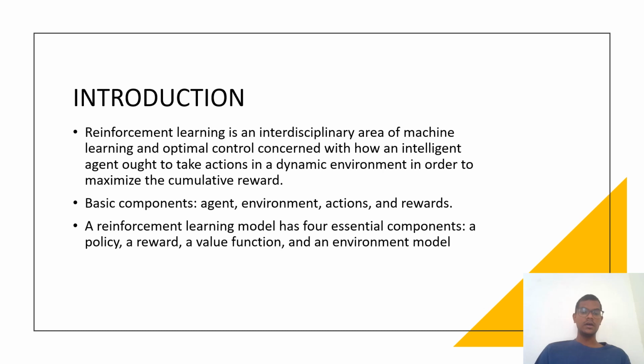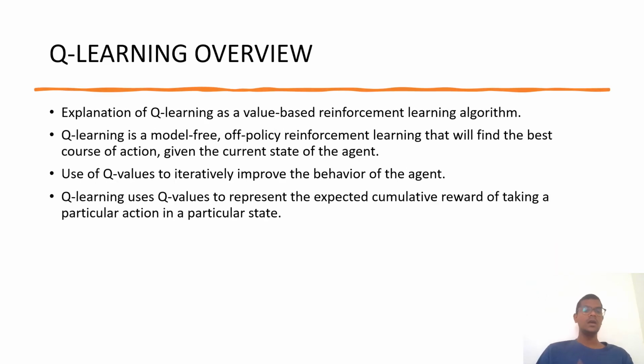Introduction. Reinforcement learning is an interdisciplinary area of machine learning and optimal control concerned with how an intelligent agent ought to take actions in a dynamic environment in order to maximize the cumulative reward. Basic components: agent, environment, actions, and rewards. A reinforcement learning model has four essential components: a policy, a reward, a value function, and an environment model.